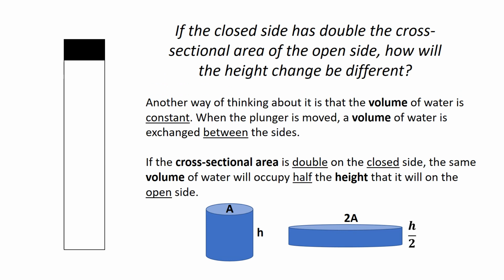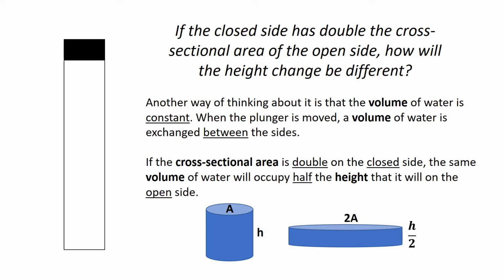Say we think about it just in terms of the volume of the water. When we push down the plunger, what we're essentially doing is moving a fixed volume of water from one side to the other. So if we have doubled the area, to have the same volume, that means we're going to have half the height, essentially. You can see that represented at the bottom there. To have the same volume, if you have double the area, the height of the water is going to be half.